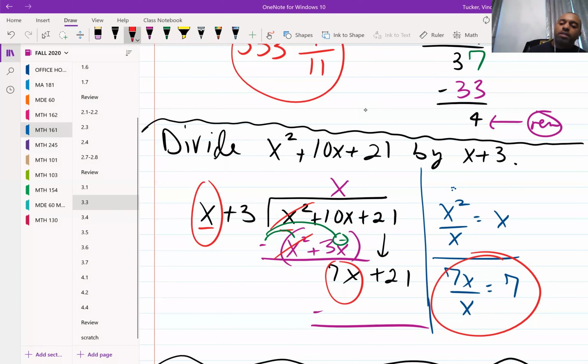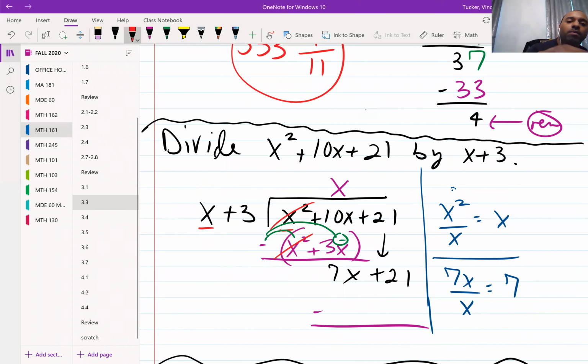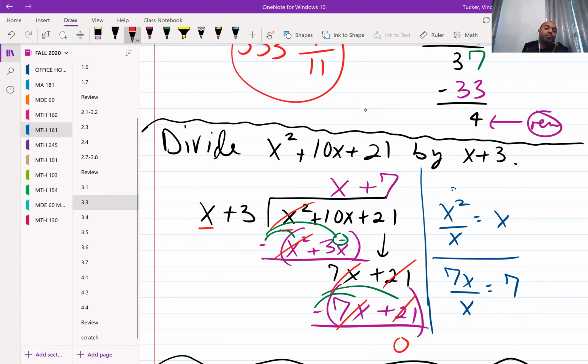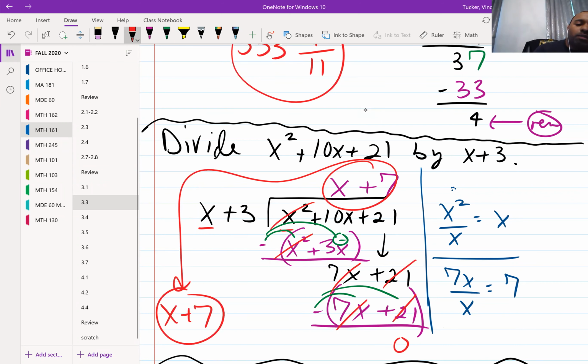So we have right here, of course, that's 7. So plus 7 up here. 7 times x is 7x. 7 times 3 is 21. And subtract both of these. They end up both canceling. And we have a remainder of 0. Since our remainder is 0, our answer is just x plus 7.